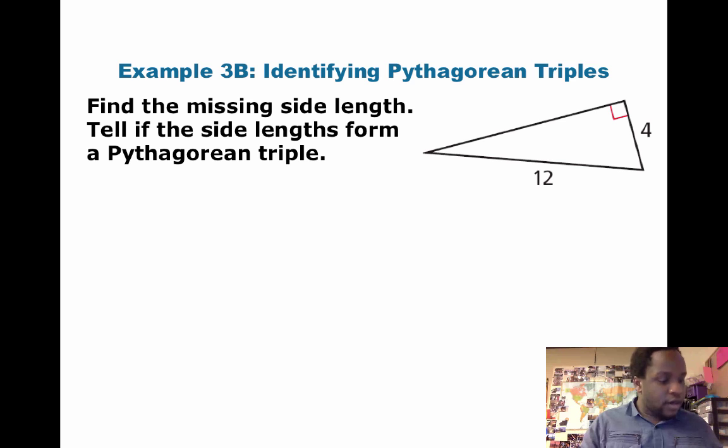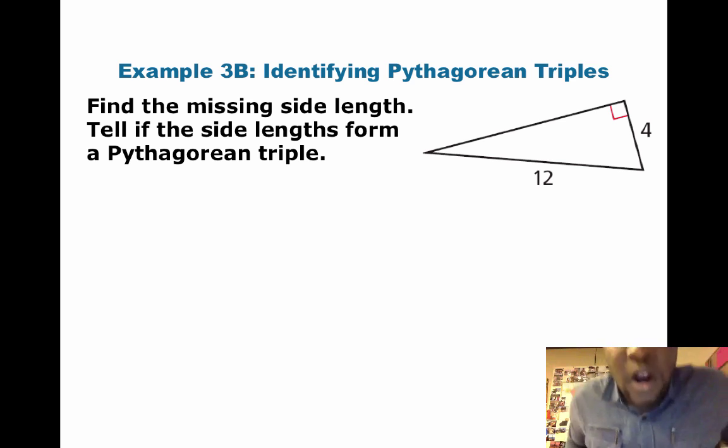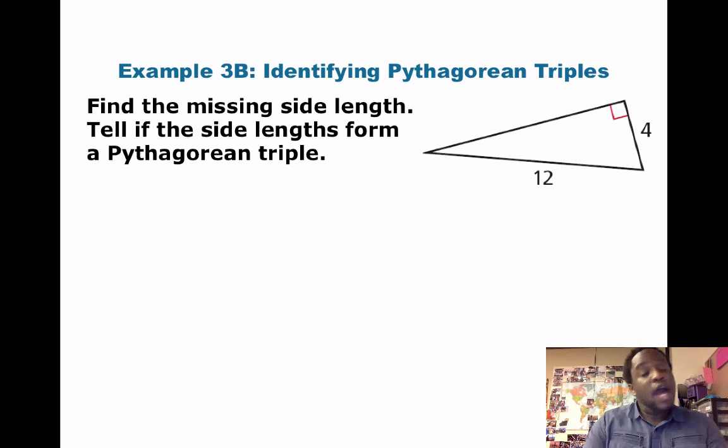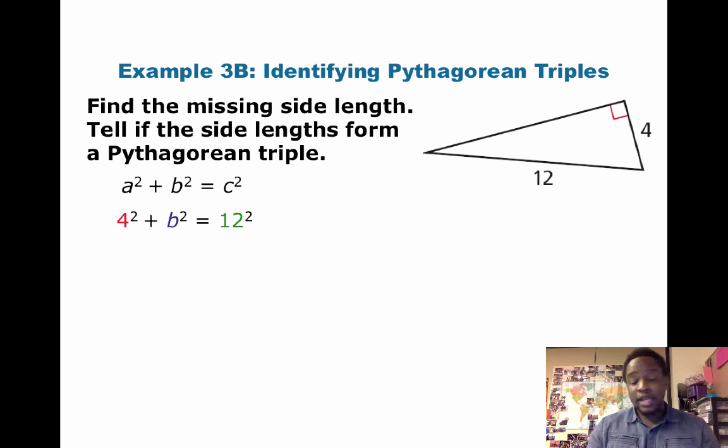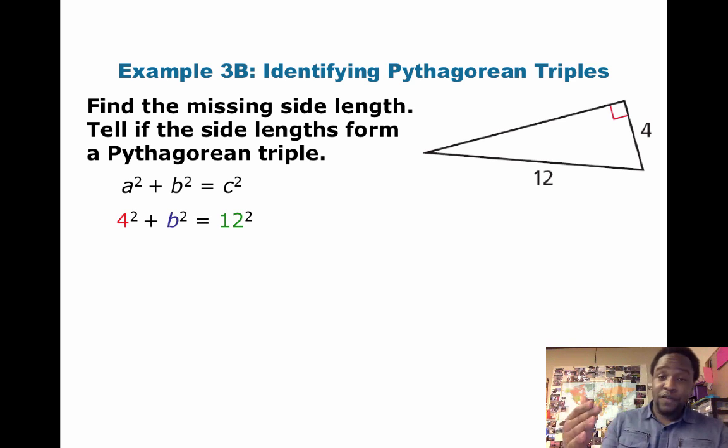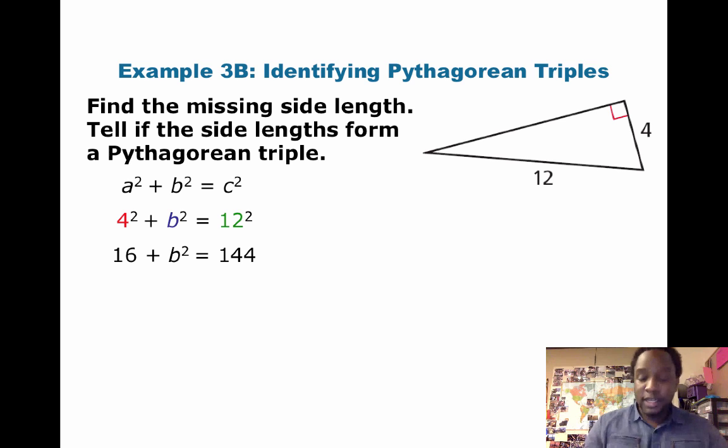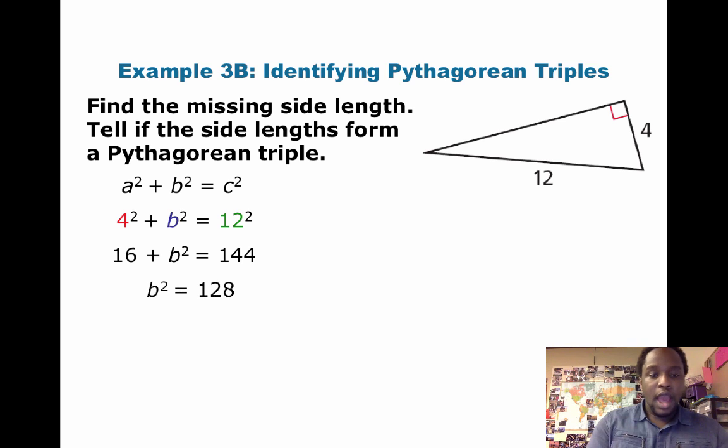And then for our last problem, find the missing side length and tell if they are a Pythagorean triplet. So we have 4 as one leg and 12 as the hypotenuse, because it's across from the right angle. So that means c is going to be 12 and a is going to be 4. But it's totally fine if b was 4. Either a or b would be 4. So we get 16 plus b squared equals 144. And then we subtract 16 on both sides, and we get that b squared is equal to 128.